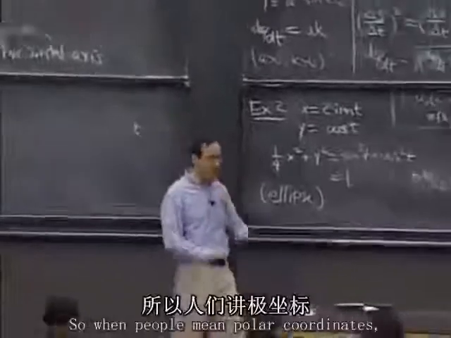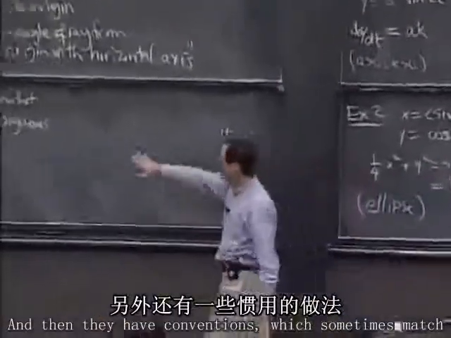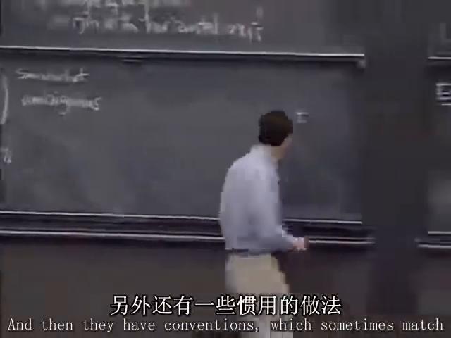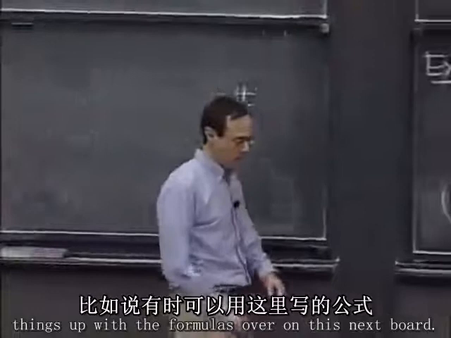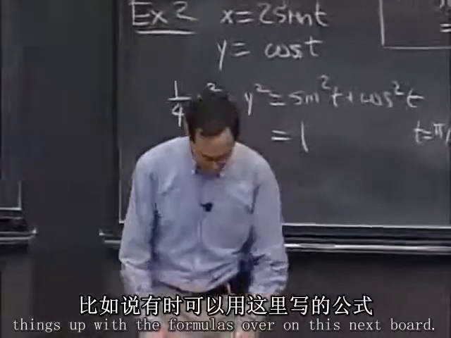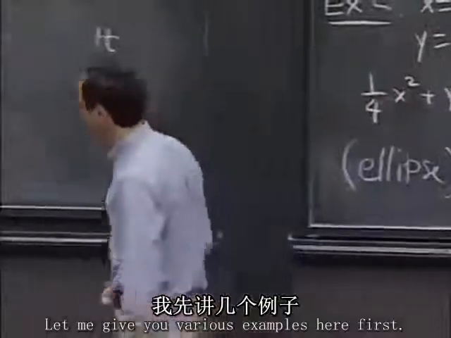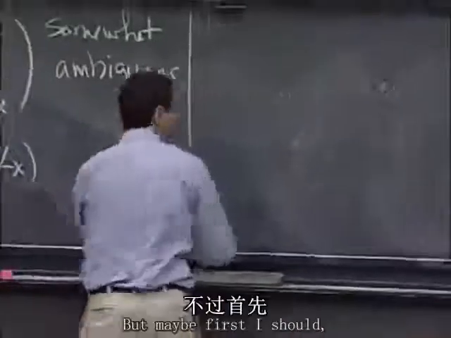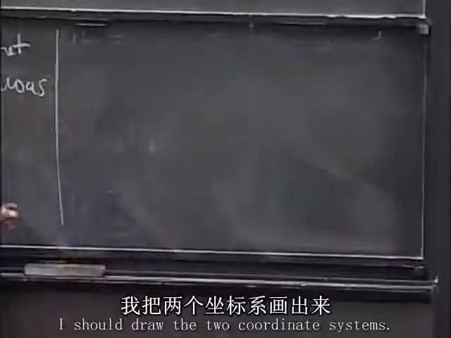All right, so when people mean polar coordinates, they always mean that, and then they have conventions which sometimes match things up with the formulas over on this next board. All right, let me give you various examples here. But first, maybe I should draw the two coordinate systems.